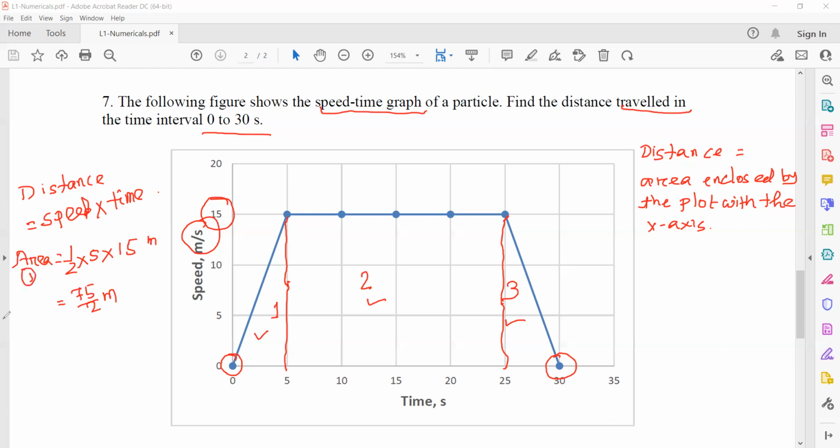That is the area of the first triangle. Now the second region. The second region is a parallelogram. You can see it's a parallelogram. So what is the area of the parallelogram? Area of the second region is from 5 to 25, so it will be 25 minus 5. So length is 20, and here it is 15 minus 0, that would be 15 again. So it would give us 300 meters.